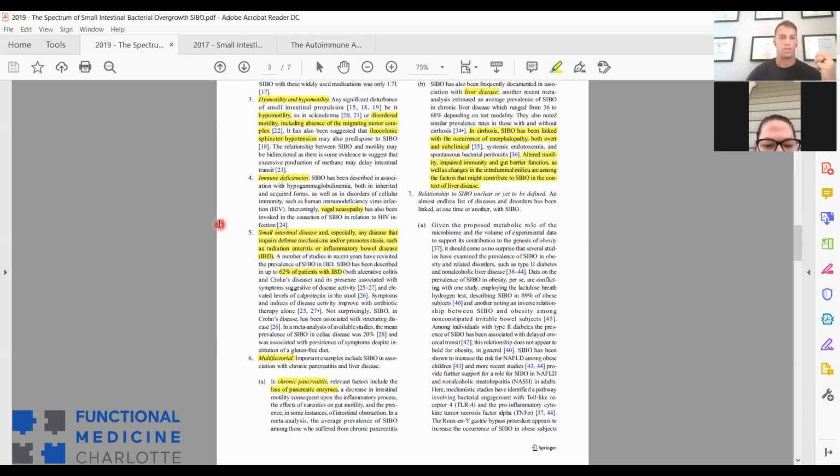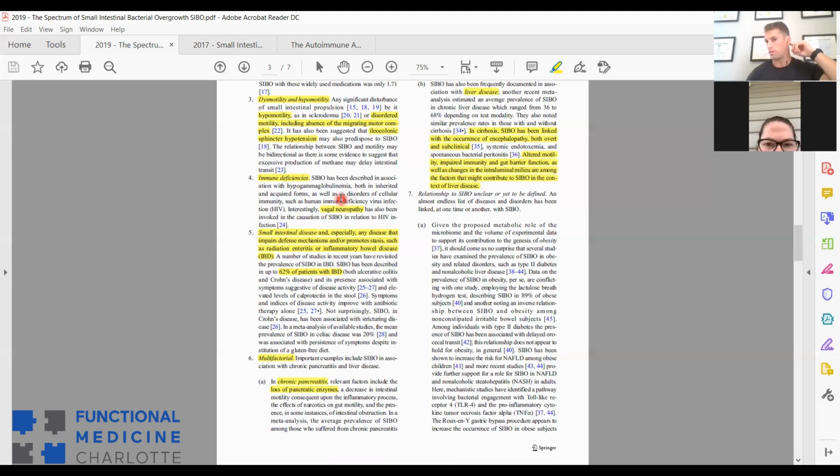If you have immune deficiencies like hypogammaglobulinemia or HIV or different things like that, that can result in SIBO. And one thing they mention here is called vagal neuropathy. That's related to HIV infection. The vagus nerve is the parasympathetic driver, or the central nervous system driver, of gut function.